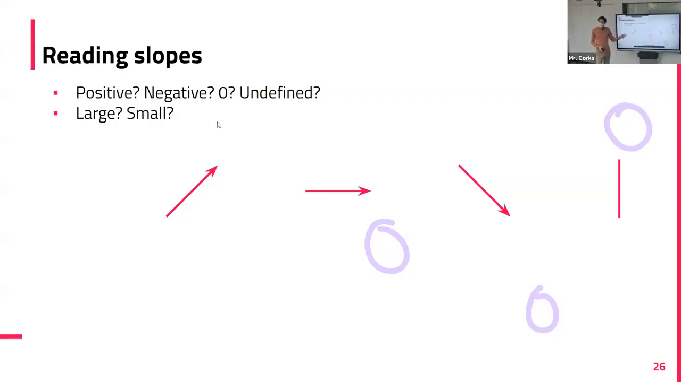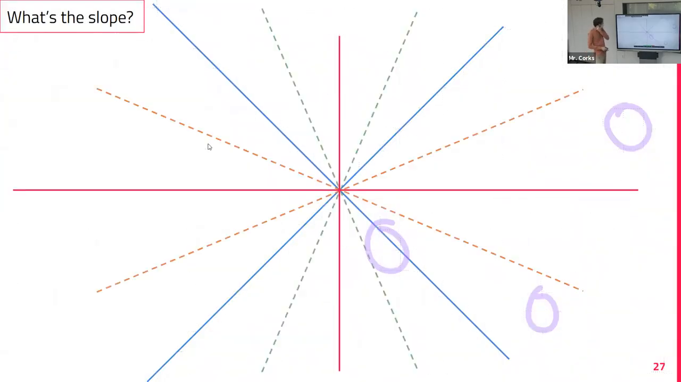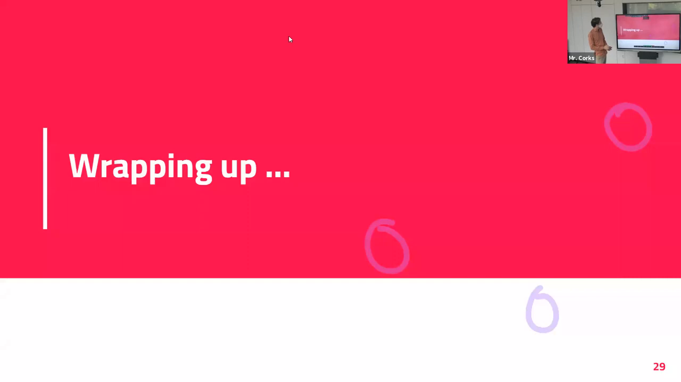So this kind of thing, just looking at a line and saying right away, positive, negative, big number, small number, 0, undefined, just very quickly saying that will be a very core skill for us. All right, well, I'll just do our wrap up discussion, and that'll be it.